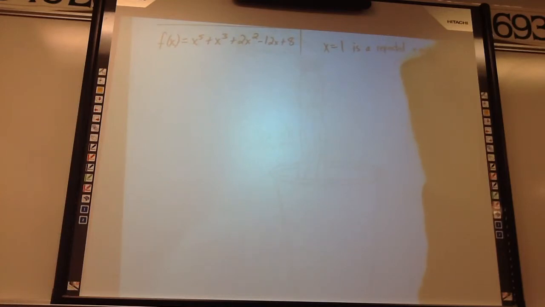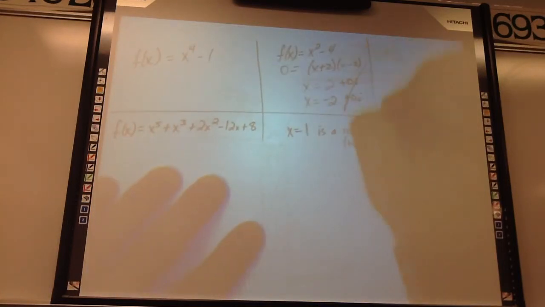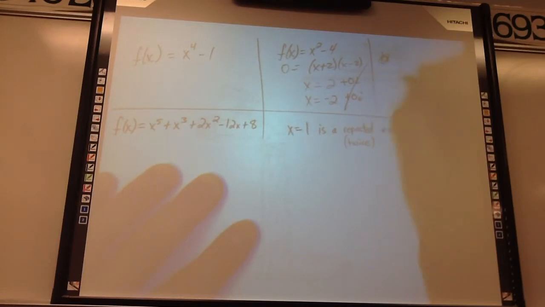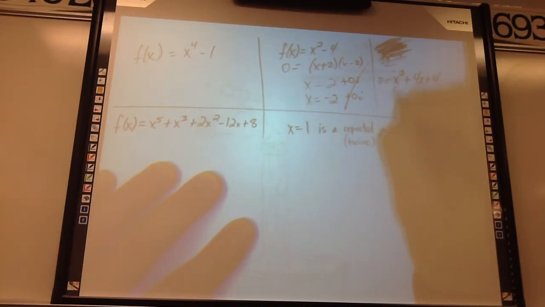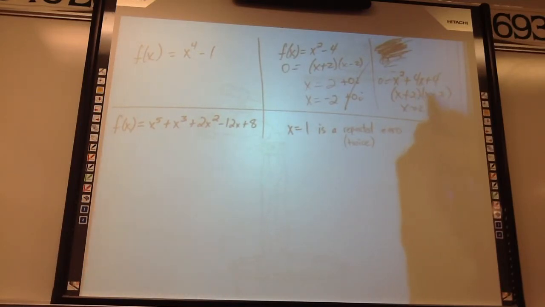You know what that means when it's repeated? That's like if you had x squared plus 4x plus 4. When you factor that, that's x plus 2 times x plus 2, right? So x equals negative 2 is a repeated 0. Because there's 2, it's almost like it's there twice, right? Graphically, it bounces off of that point, but it's a repeated 0.